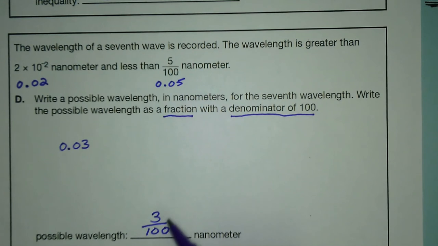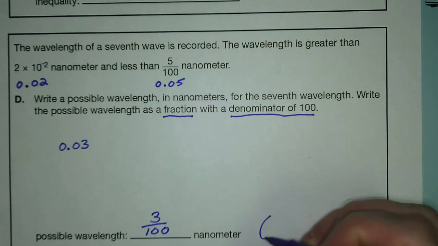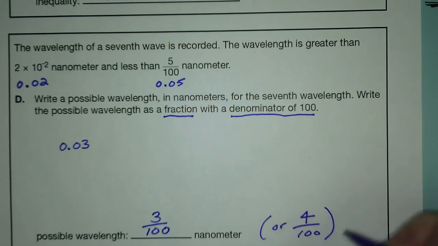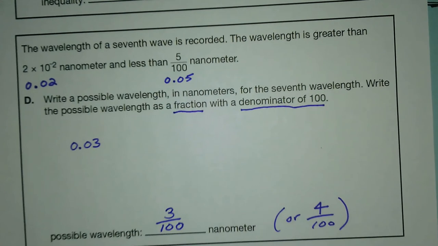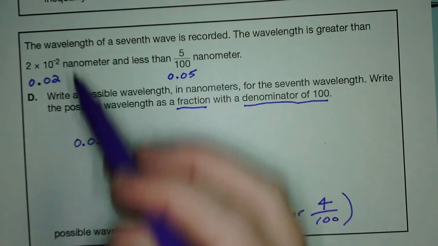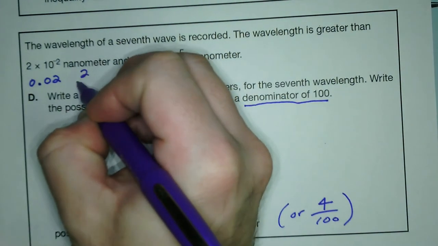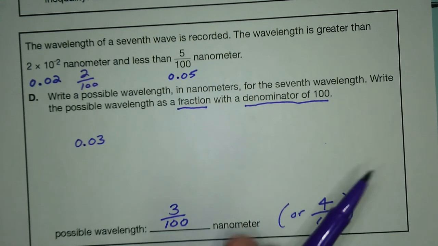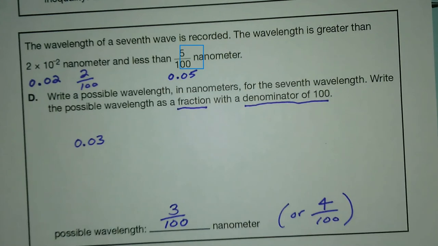Now, I imagine this is going to be a very, very common correct answer, and I imagine another one would have been 4 over 100, because what this really means is 2 over 100. You know what I'm saying? But I believe these would be the two most common answers. And that does it for this constructed response.